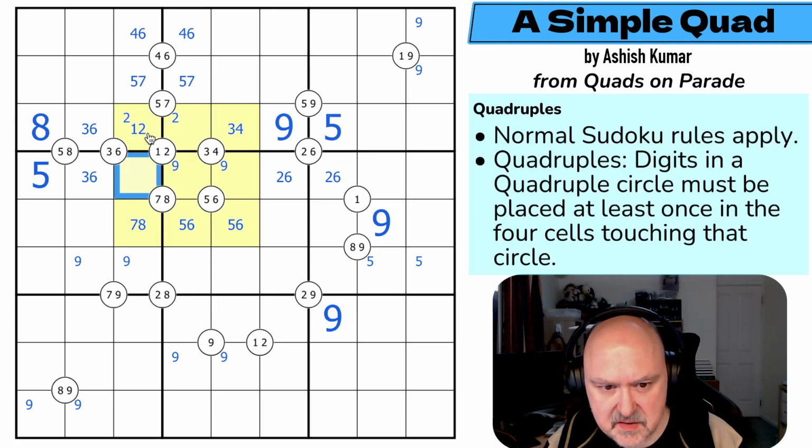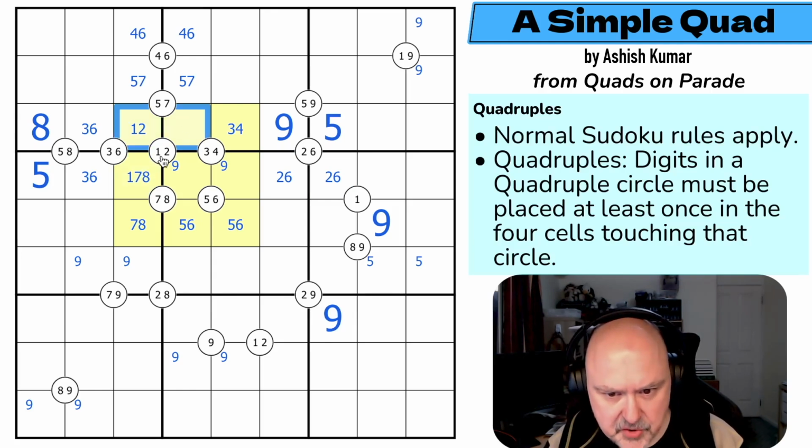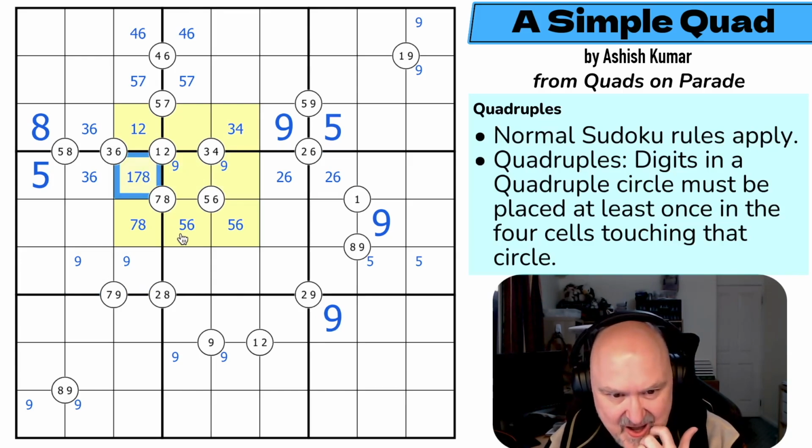So this, well, hang on, let's look at this. This can only be 1, 7, or 8 because it can't be 2. It can't be 3 or 4. It can't be 5, 6. It could be 7 or 8. It can't be 9 because 9 is down here. This is 1, 7, or 8. Can't be, oh no, it can be 8. 8 is in one of those 3.